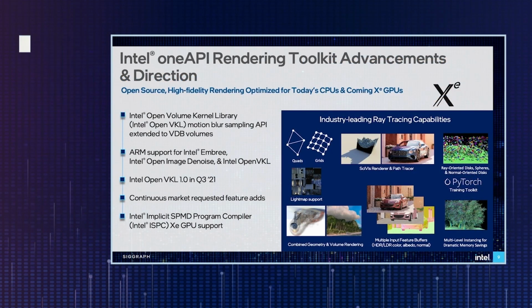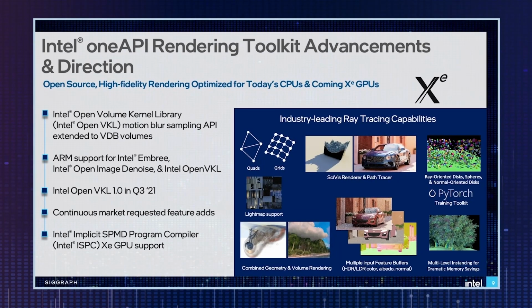Okay, what's been happening lately in Rendering Toolkit? We haven't been resting on our laurels with the Embree awards. OpenVKL is a really strong volume environment, and the use of volume rendering is growing dramatically. We now have motion blur support for VDB, mostly for film use, but we see VDB now being used often in scientific visualization as well.